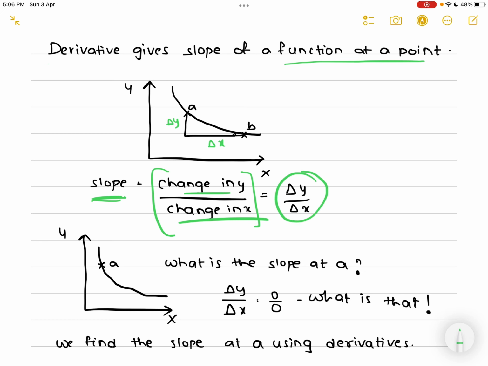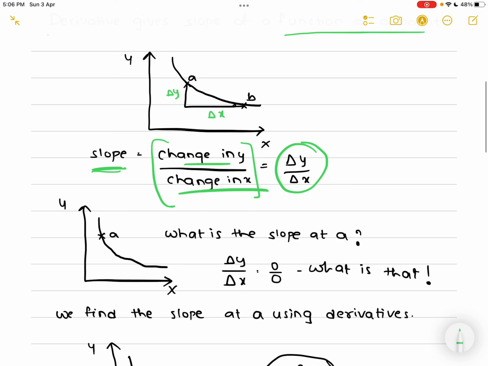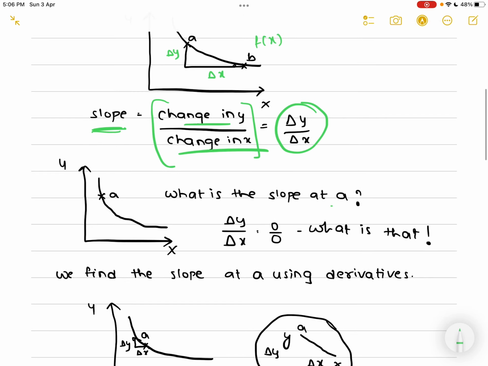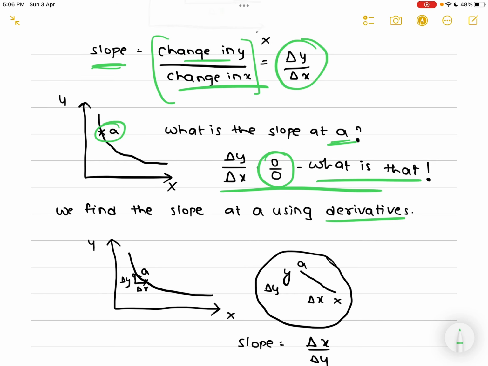That is denoted as delta y by delta x. So here this gives us the slope between 2 points of this function f of x. If we want to find out the slope at a point A, we can't use this formula of slope, because at point A there is no change in x or no change in y. So 0 by 0 gives us nothing. To calculate the slope of a function at that point, we use derivatives.